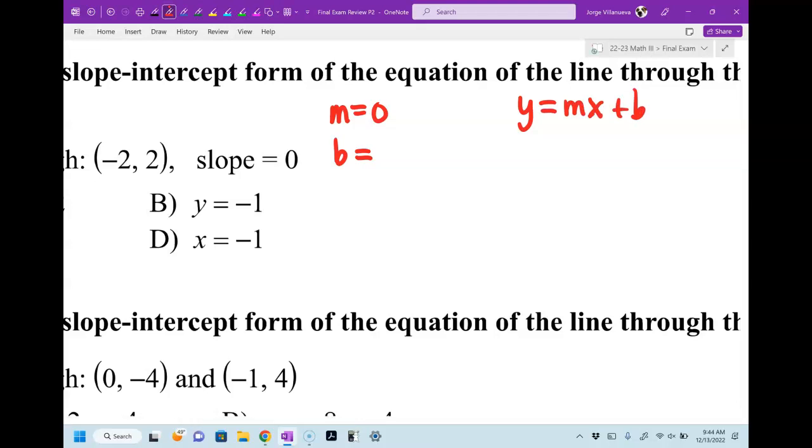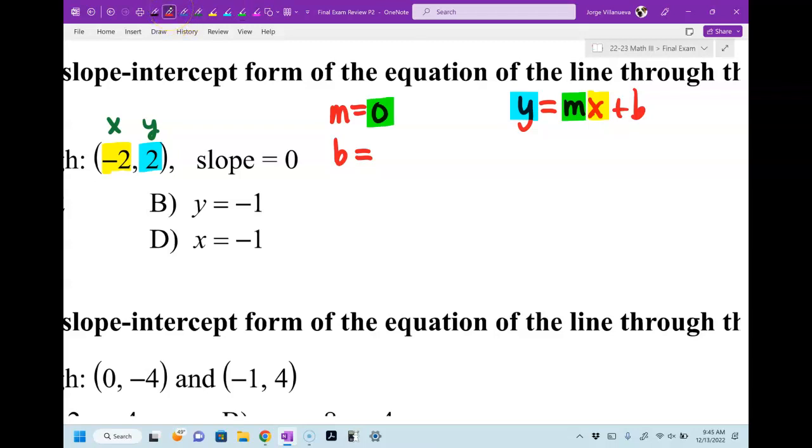Okay? But I do know m, and I do know a point, guys. I know this point right here. This is x, this is y. Okay? The x value will go right here, and the y value will go right here. And the m value will go right there. I can plug everything in right now, and the only thing left to solve for would be b, which is exactly what I'm looking for, right?